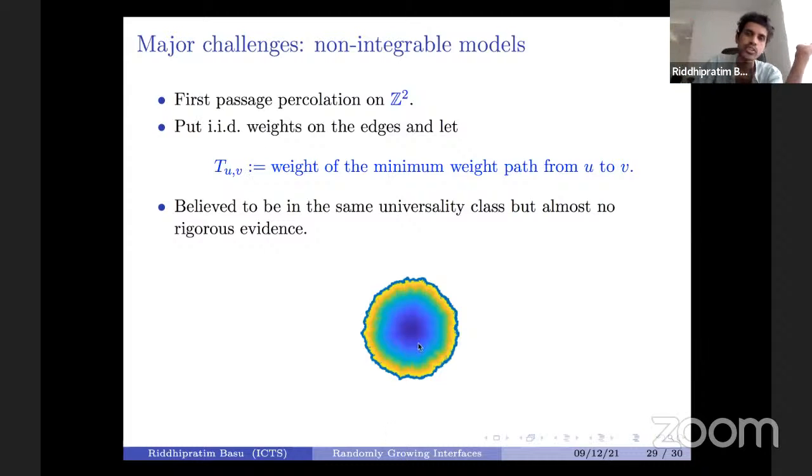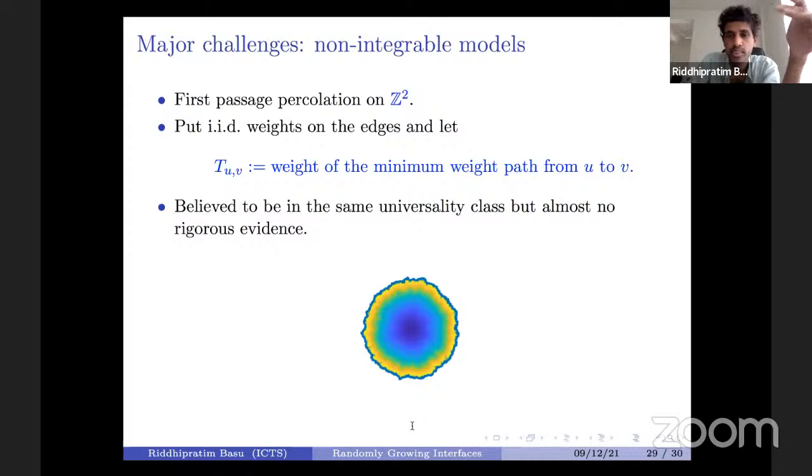So this is a picture of a first passage percolation model where you have looked at the set of all vertices which have passage time less than or equal to t from the origin. So this is what it looks like. There's a limit shape, and the fluctuation around that limit shape is of the order of n to the 1/3, where n is the radius. But there is almost no rigorous evidence.